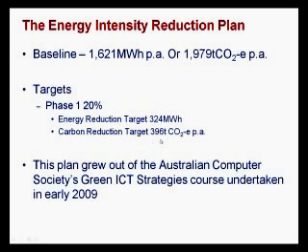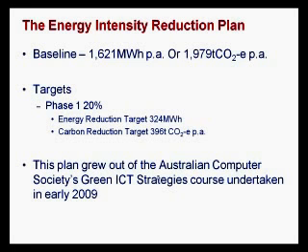So what was our baseline? Well, our baseline was 1,621 megawatt hours per annum, or converted to equivalent CO2 emissions, 1,979 tonnes CO2 equivalent per annum. We set our targets at 20% for Phase 1 of energy reduction, and that is 20% of the above numbers, which seemed like a reasonable target at the time. And I acknowledge the ACS's course on Green ICT strategies as an input to this document.